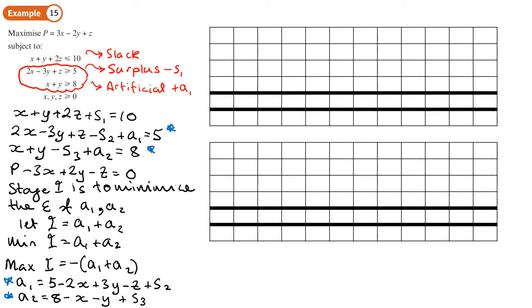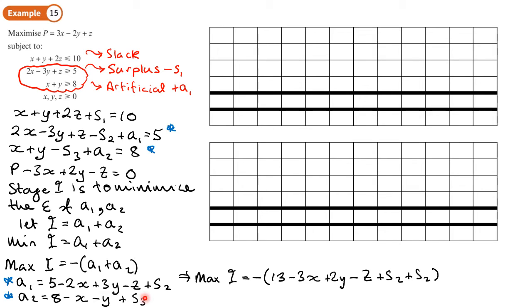So now the question becomes maximizing I, which is equal to negative A1 plus A2, so that's 5 plus 8, which is 13. Negative 2x plus negative x, which is going to be negative 3x. Then 3y plus negative y, so that's going to be 2y. Then we've got nothing else to add to the negative z, and nothing else to add to S2 or S3.